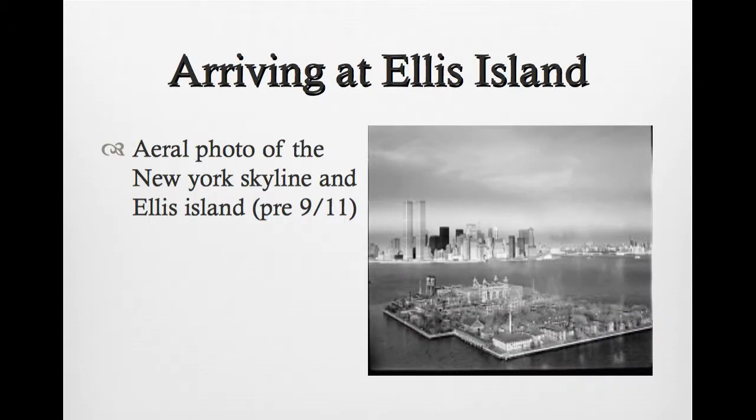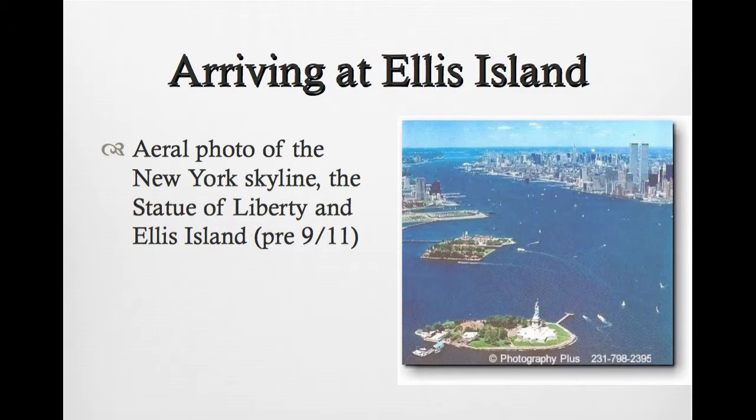Now here is an aerial photo of the New York skyline, and as you can see, this picture was taken before 9/11. But my point is, you see the New York skyline and you see Ellis Island as an island made outside New York. Another photo here. Also interesting photo because you see the skyline, you see the Statue of Liberty, and in between, Ellis Island.